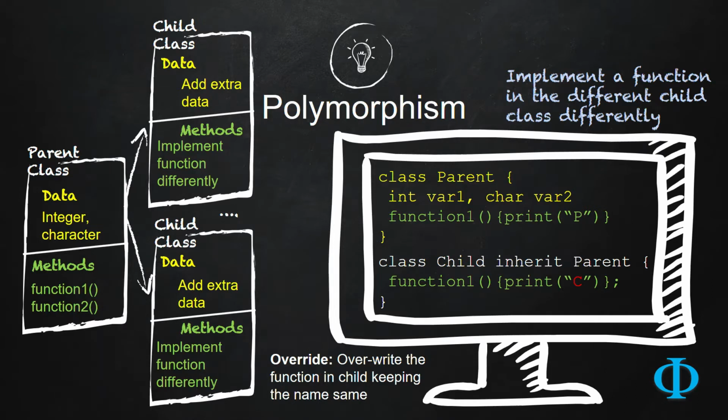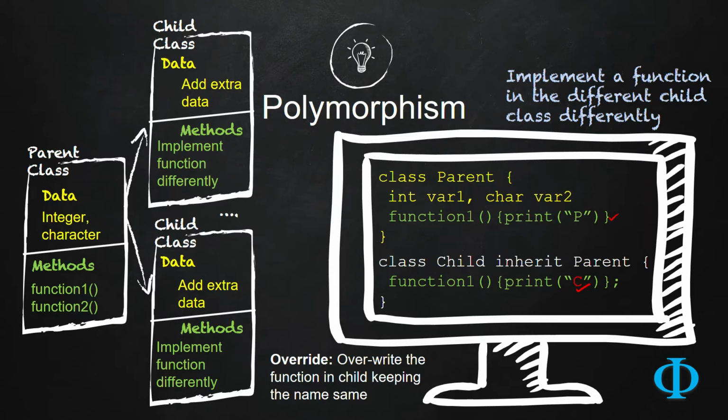So what happens in object-oriented programming is that whenever a parent is inherited by two different children, each of the children can implement the inherited function in their own way. For example, just consider this real world example.